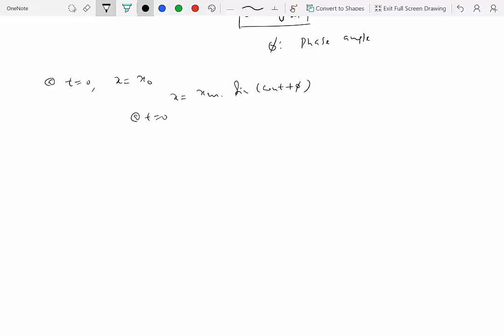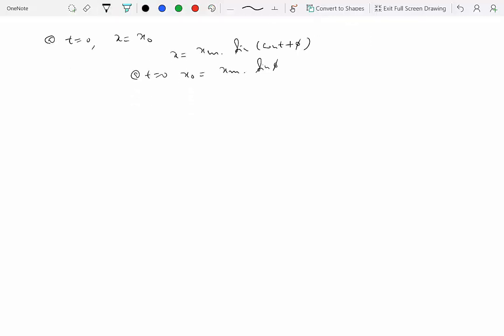So at t equal to 0, x is x0, that's xm times sine of phi, right? Okay, so we get that. Now we have to find phi and xm both. So now let's say we are also given that at time t equal to 0, the x dot, which is the velocity, was 0.